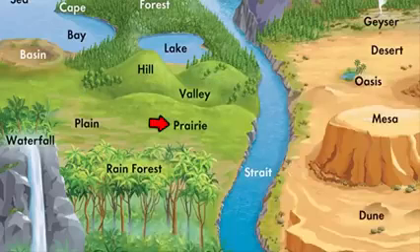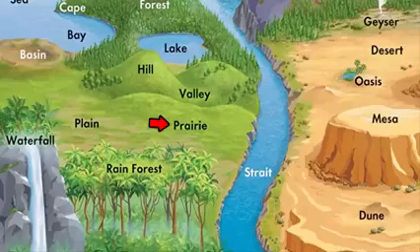The next one is prairie. Prairies are basically flat, fertile lands dominated by grasses. You can also call them grasslands. You will find very few trees.